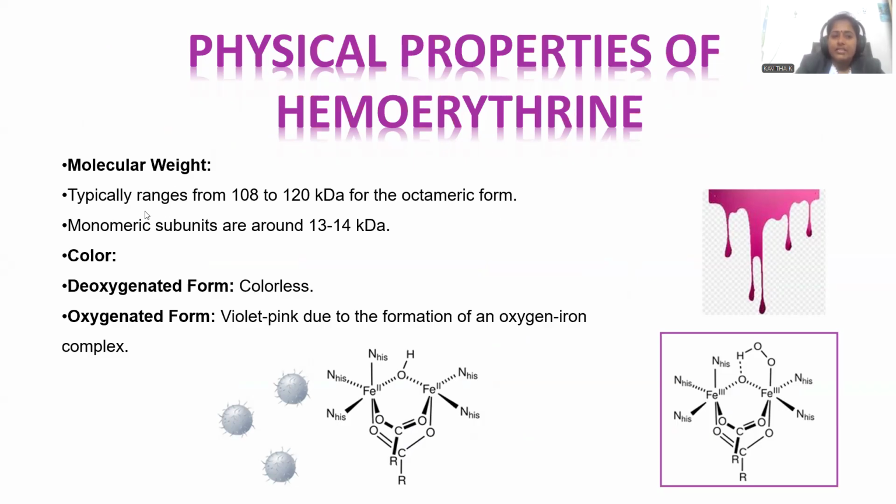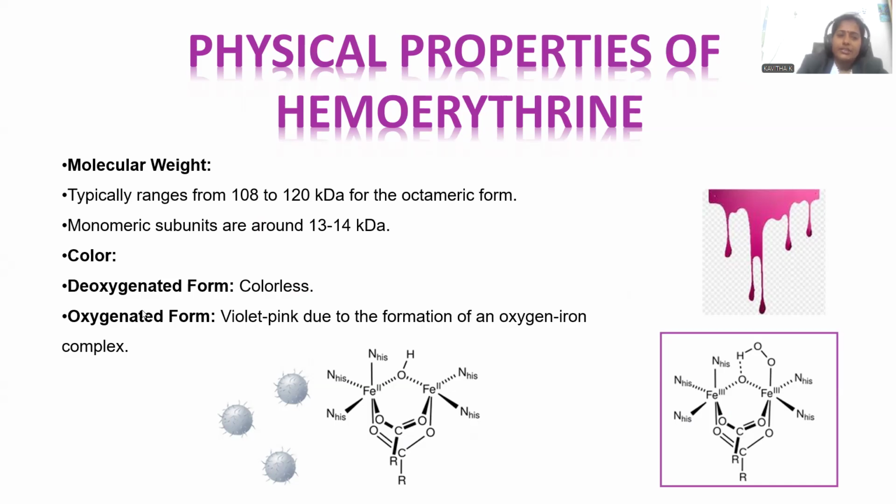Its molecular weight typically ranges between 108 to 120 kilodaltons, whenever it is acquiring octameric form. Octameric form indicates individual hemerythrin subunits, 8 to be bound, giving rise to an octamer containing 8 units. Octamer is a kind of oligomer only, and it weighs between 108 to 120 kilodaltons. Monomeric subunits range between 13 to 14 kilodaltons only; being an octamer, the weight is somewhat larger.